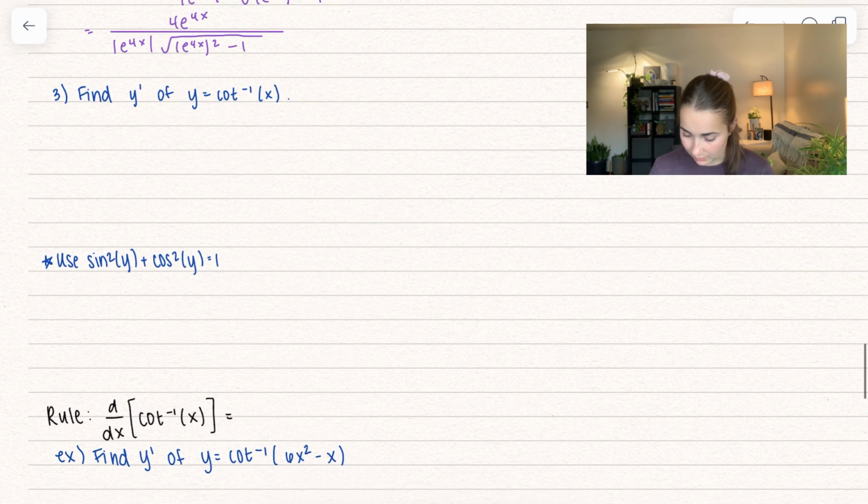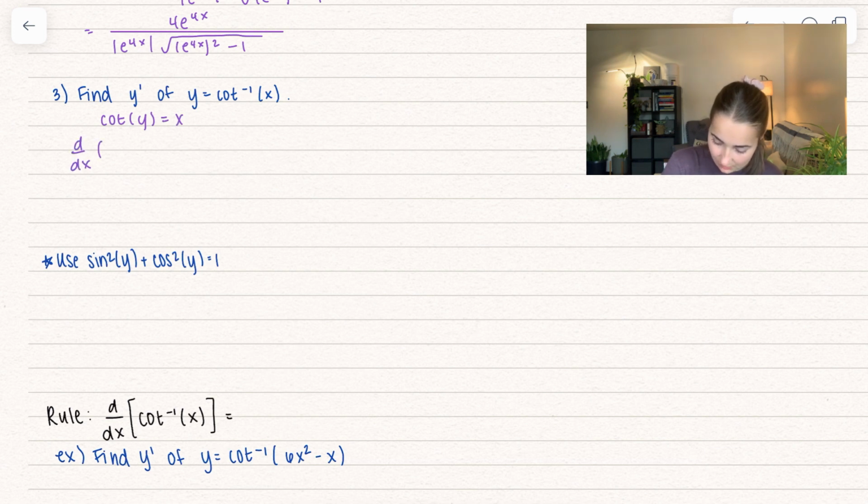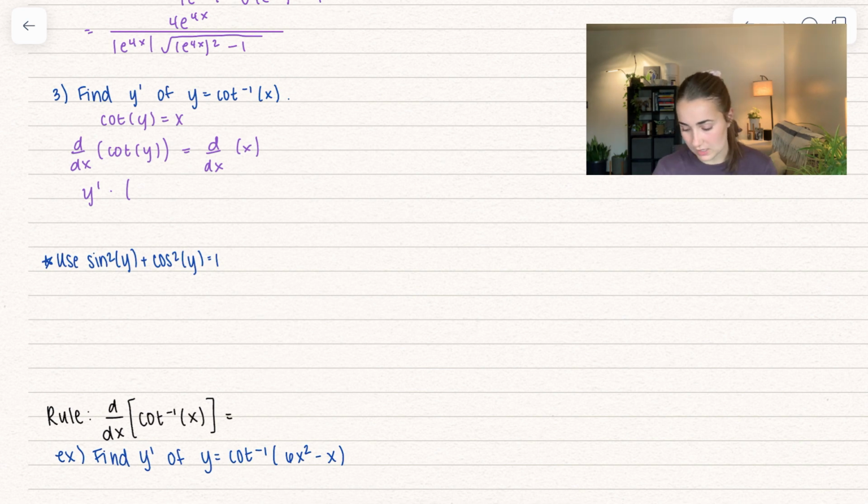Alrighty, everyone, we have one more. We want to find the derivative, or y prime, of inverse cotangent. And again, we're going to follow the same process. So here, when we do that, I get cotangent of y is equal to x. We're going to take the derivative of both sides in terms of x. Okay, so again, I'm not going to use chain rule explicitly. So I get y prime times, and we get the derivative of cotangent is negative cosecant squared at the inside.